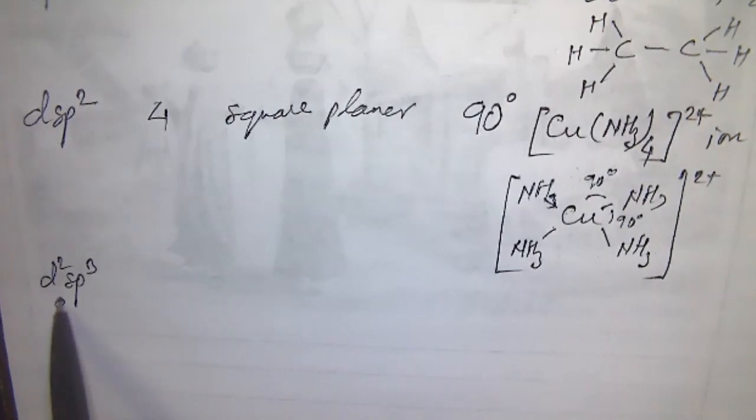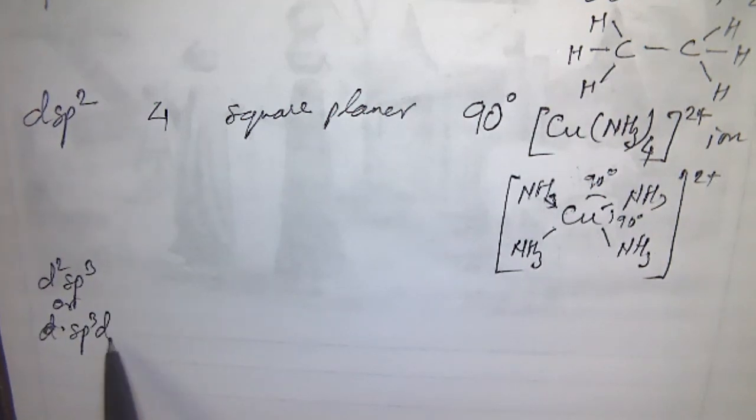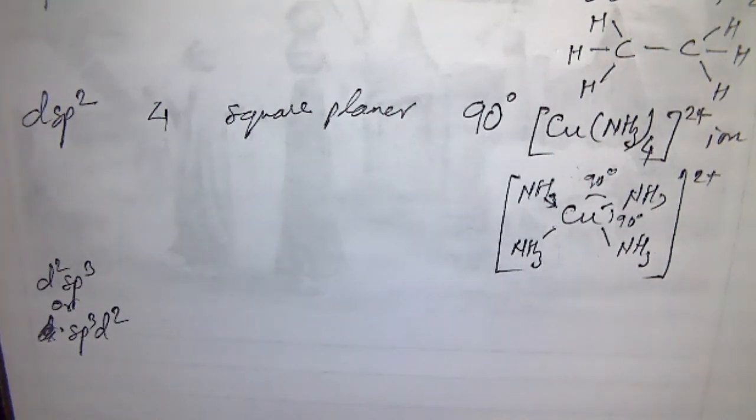You can have d2sp3, or the same thing can be sp3d2. Here the inner d can be used or the outer d can be used, but in both the cases total number of things are 6. So d2sp3 and sp3d2, there is some difference, but at present you don't have to know that difference. Later on we'll see. So both are similar, 2 Ds, 3 Ps and 1 S, isn't it? So altogether 6. So 6 gives an octahedral structure.